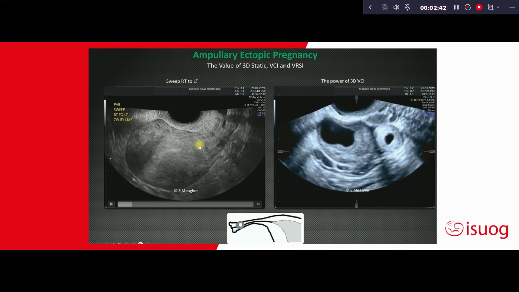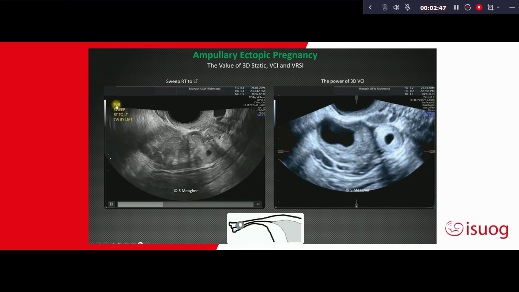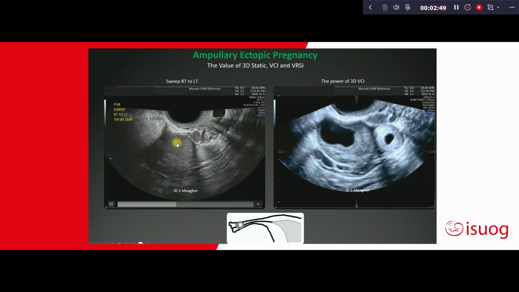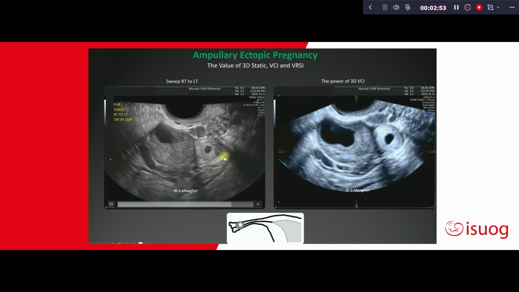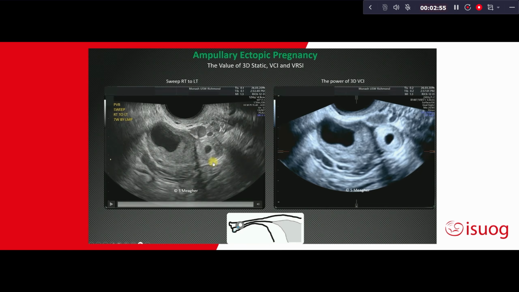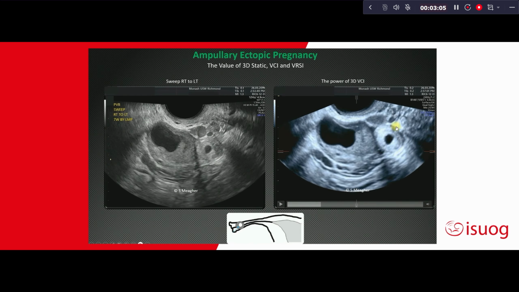As you sweep from right to left, you see in a mid-sagittal section the uterine cavity is empty in a patient with pain and PV bleeding. As we sweep out to the ovary, we appreciate there is a soft tissue mass sitting immediately adjacent to the ovary. We take the same patient and acquire a 3D volume, and the point I will make is that it is far easier to appreciate the trophoblast ring and surrounding tubal edema on 3D with volume contrast imaging and volume speckle reduction imaging.